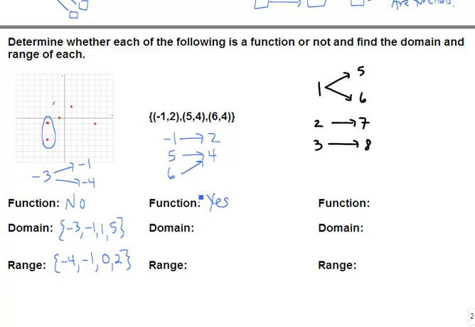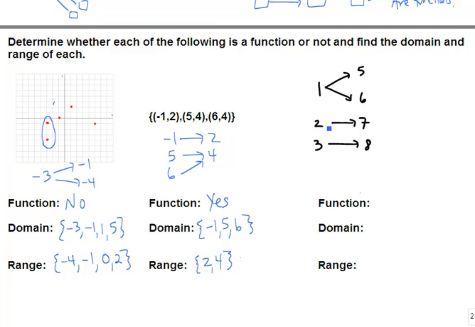For your domain, we have 3 ordered pairs here, and my domain is going to be the set of all the x's that got used. So -1, 5, and 6. And my range is all the y values. And notice over here in my mapping, the only y's that got used were 2 and 4. So I'm just going to write the set 2, 4. And you only need to list the 4 once, even though it got used twice.